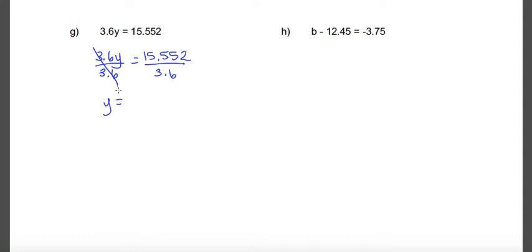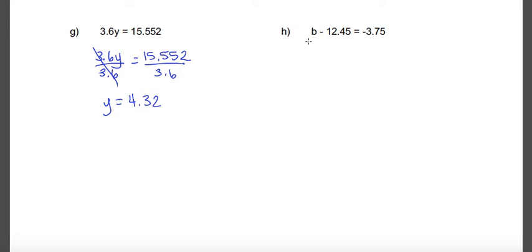And 15.552 divided by 3.6 is equal to 4.32. So unless it tells you otherwise, keep the decimal places if they're not too long. This is fine. So 4.32, it would be fine. If you really wanted to round it to 1 decimal place, you could. So you could write 4.3, but 4.32 is just fine.